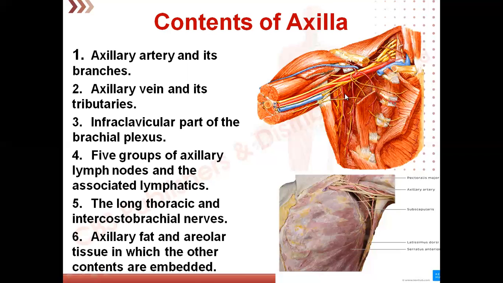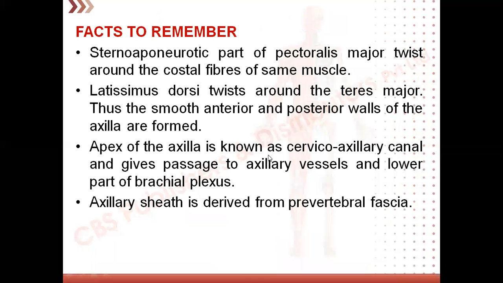Apart from that, we also see the long thoracic nerve, which I have shown you on the medial wall, and the intercostobrachial nerve, which I asked you to remember as T2. This is the long thoracic nerve running over the serratus anterior. Then you also have the intercostobrachial nerve piercing the thoracic cage and entering into the upper arm. A lot of fat and areolar tissue will be there, in which all these contents are embedded. So these are the contents of the axilla.